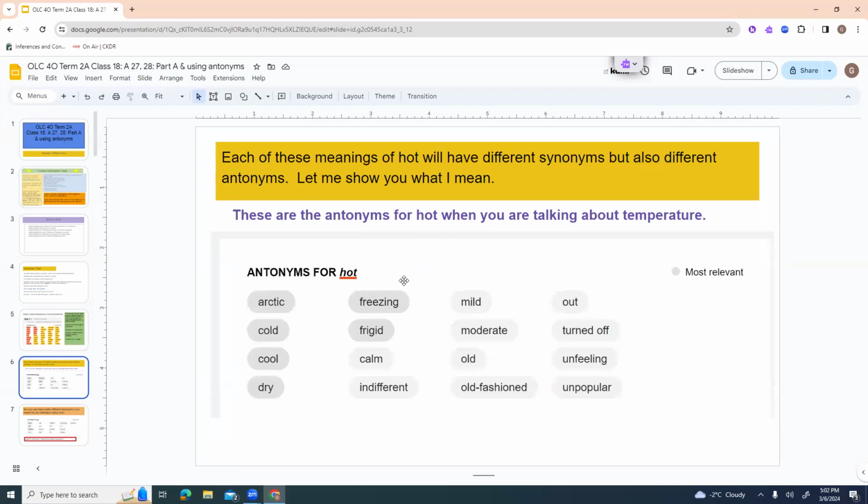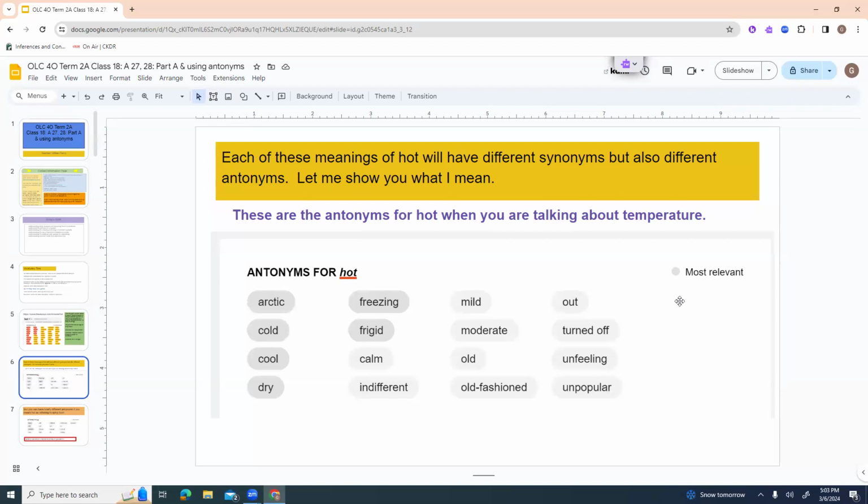So if I was looking at the online thesaurus for synonyms, underneath is usually where the antonyms are. And antonyms for hot would be things like Arctic, cold, cool, and then dry, freezing, frigid, calm, indifferent, mild, moderate, old, old-fashioned, out, turned off, unfeeling, and unpopular. Now, some of those do not quite match, do they?